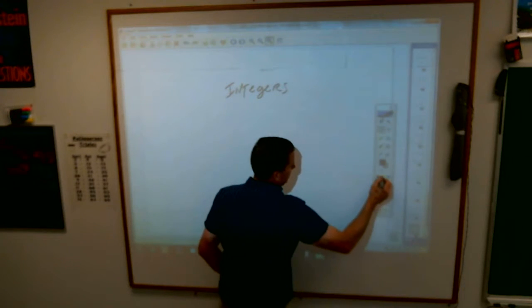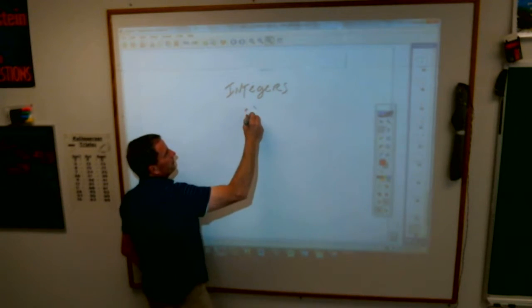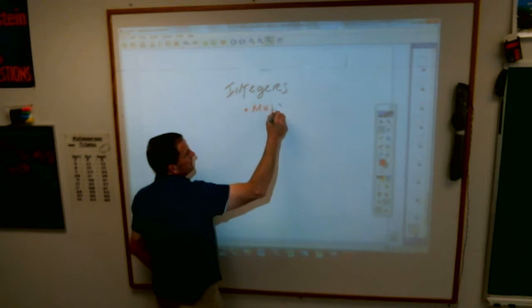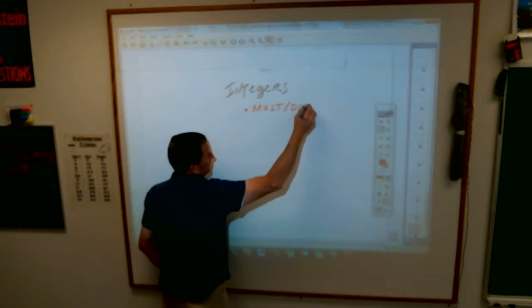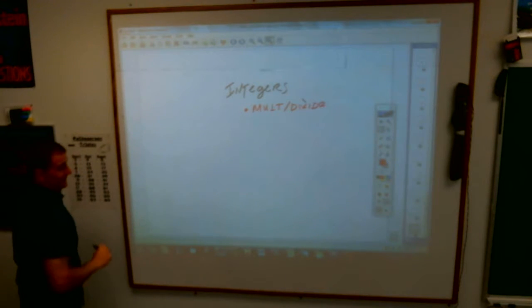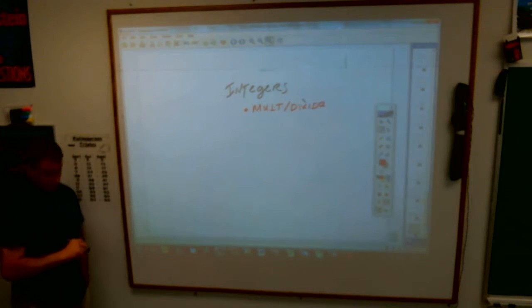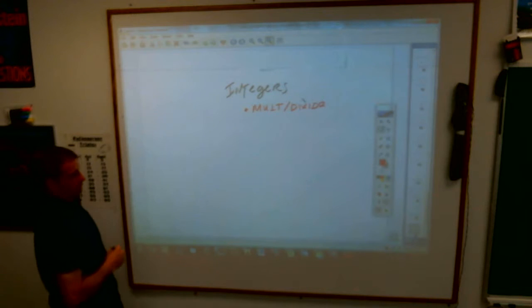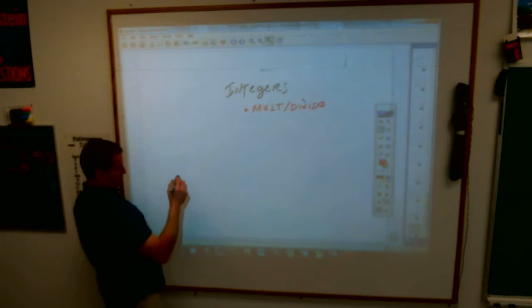We talked about adding and subtracting today, and now multiplying and dividing. And you'll like this because of all the things that you can do with integers, multiplying and dividing are probably the easiest. You just have to follow these three simple rules, I guess.